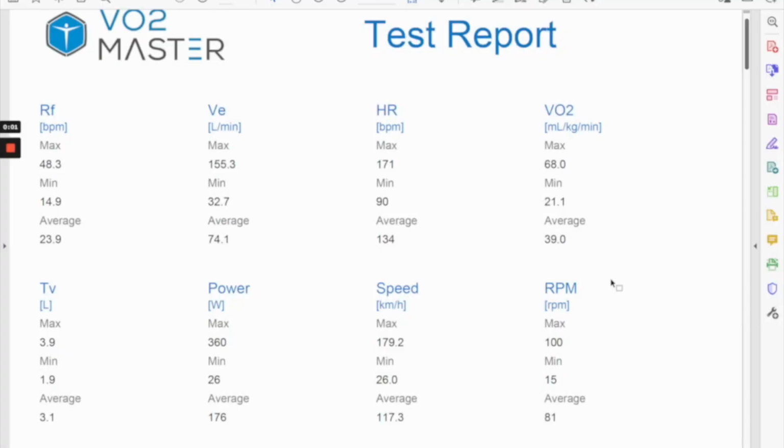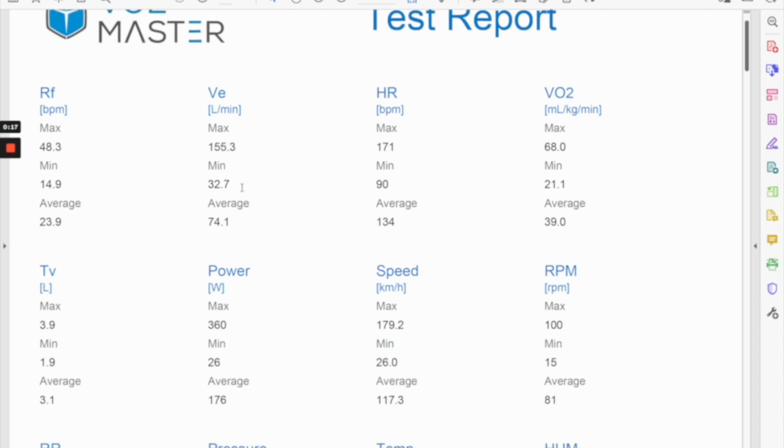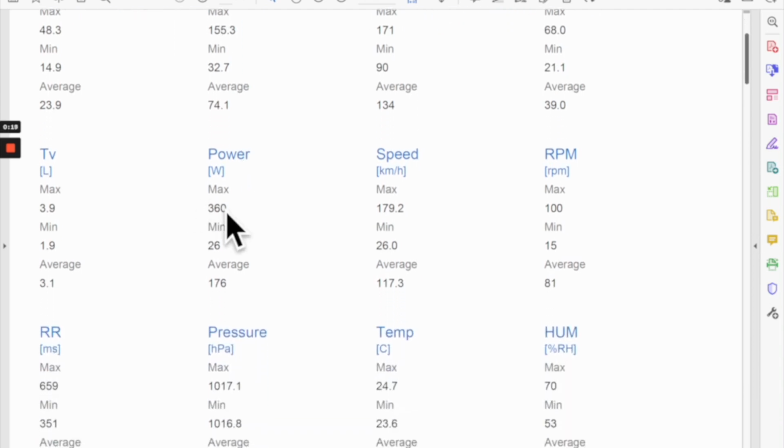Okay, so here's a very quick overview of the results from that control. All right, so the normal environment. You can see Tyler's VO2 max, 68 mils per kilo per minute. His max heart rate, 171, and 155.3 liters of ventilation, liters of air he's breathing in and out per minute at his max at 360 watts of power.